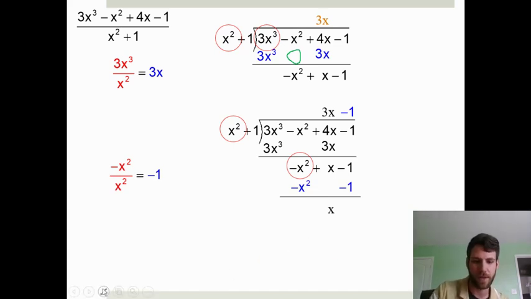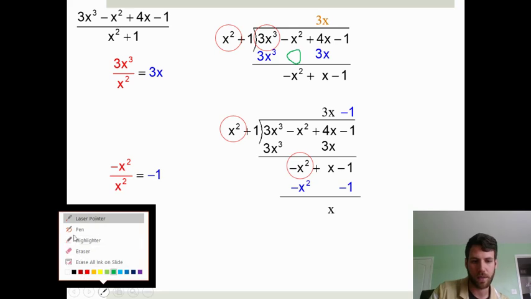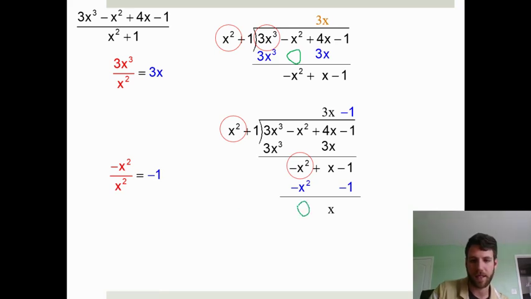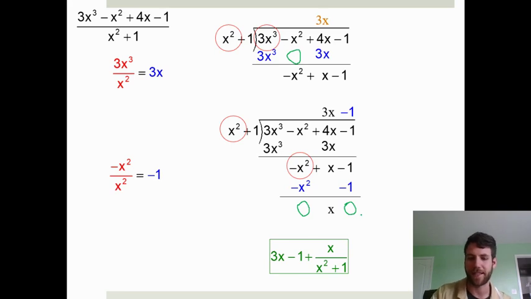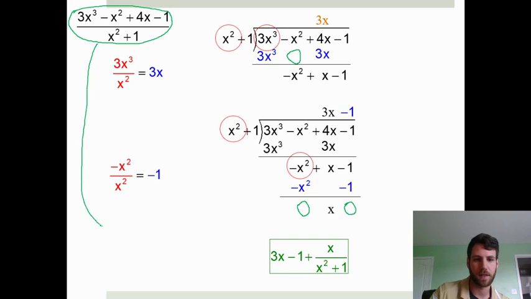We have zeros in the other two parts because negative x squared minus negative x squared is 0. Negative 1 minus itself is also 0. And that means we have an answer at the bottom that has an x as a remainder, which is new, over our divisor. And 3x minus 1 is our quotient. And just like before, our original problem up here at the top left is going to be exactly equal to the answer we get at the end. And that would finish this problem up as well.